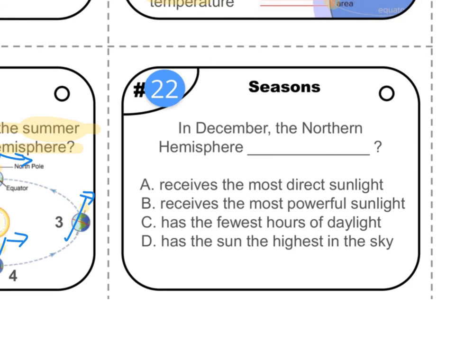22. In December, the northern hemisphere receives the most direct sunlight? Remember, December. Receive the most powerful sunlight in December? Has the fewest hours of daylight? Or has the sun the highest in the sky? In December in the north, we have the fewest hours of daylight.